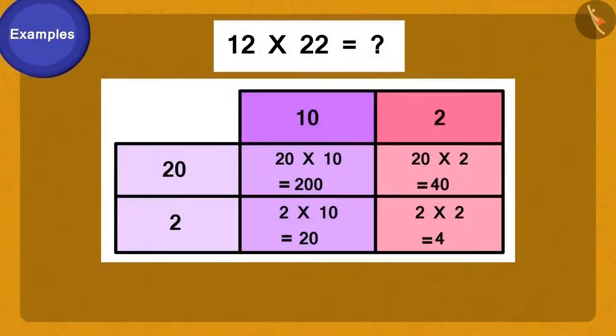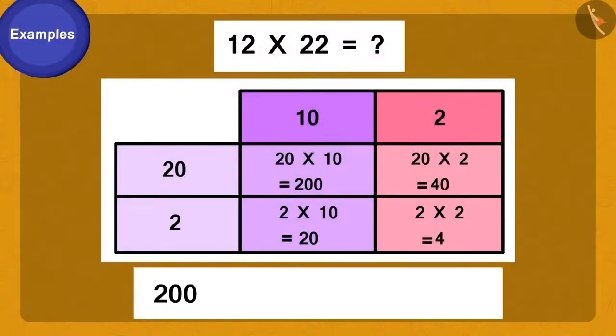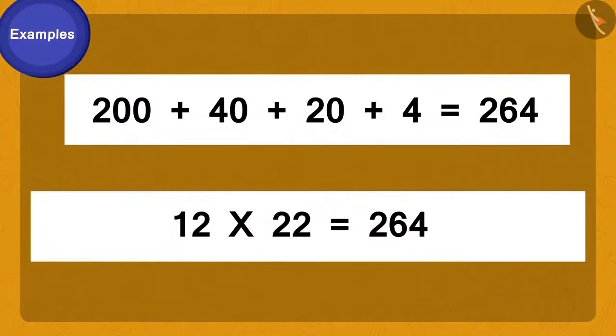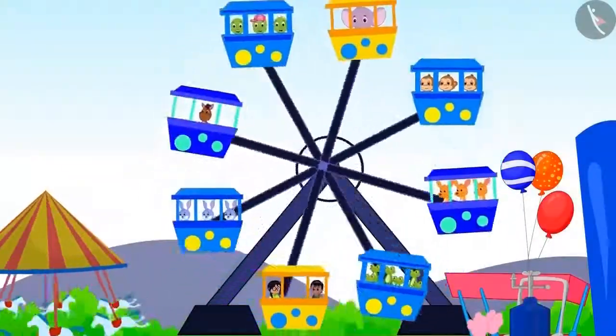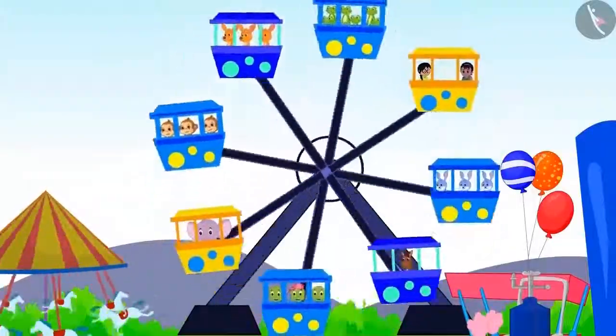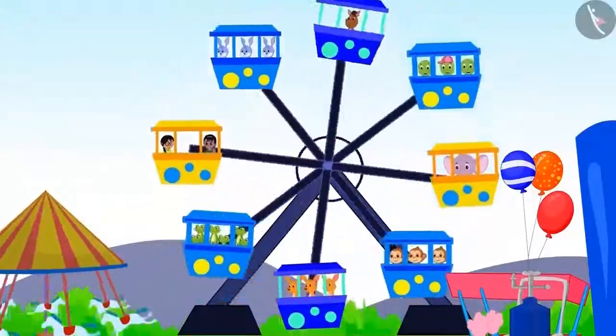Now it's very easy. Adding 200, 40, 20 and 4 is our answer: 264. Following this method, we got 12 times 22 is 264. Got it? A total of 264 people can sit in the Ferris wheel in a day.